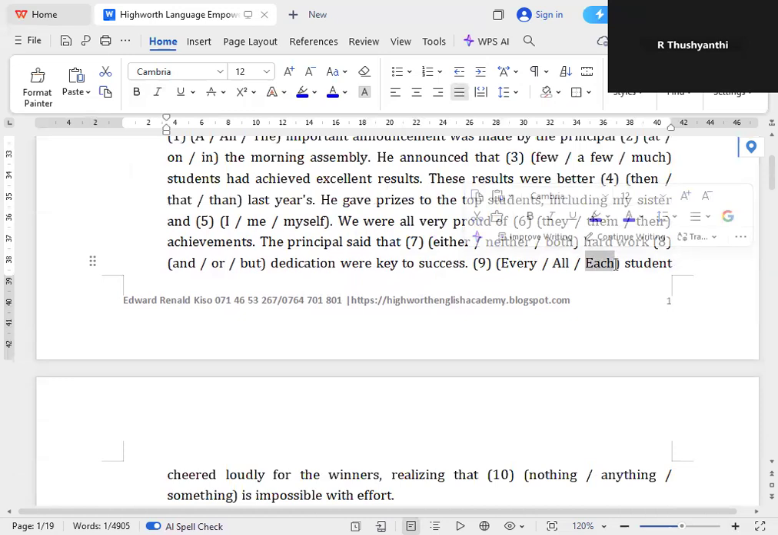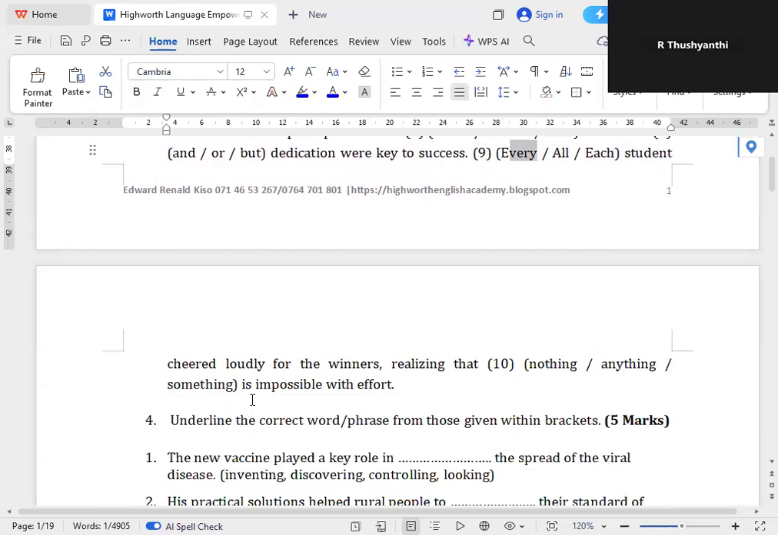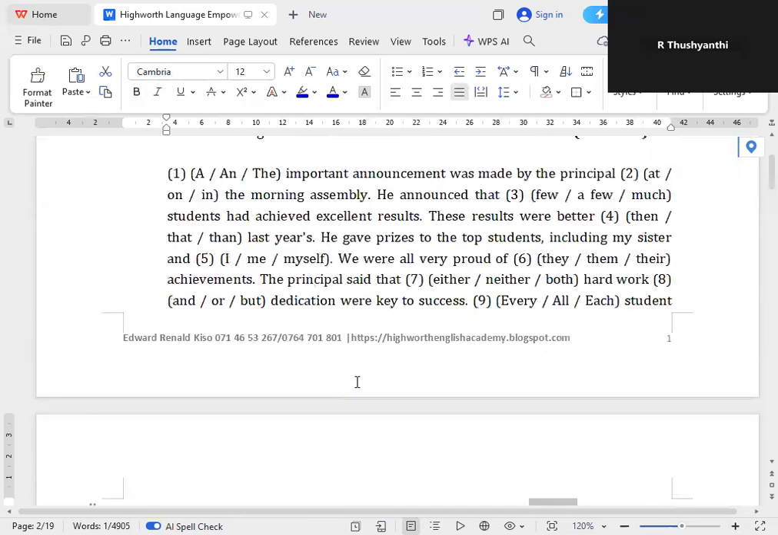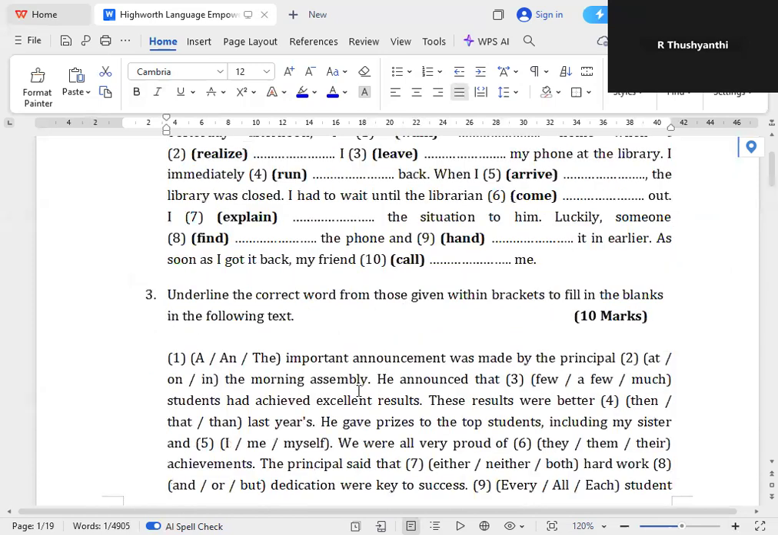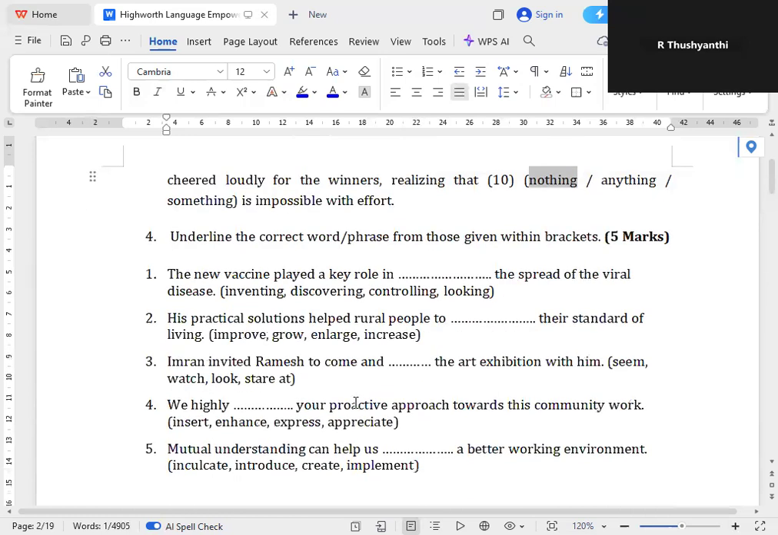Sorry, every student cheered loudly for the winners, realizing that nothing is impossible with effort. So if you have done this correctly, you can score 10 marks here for the third one. Let's jump to the fourth one.